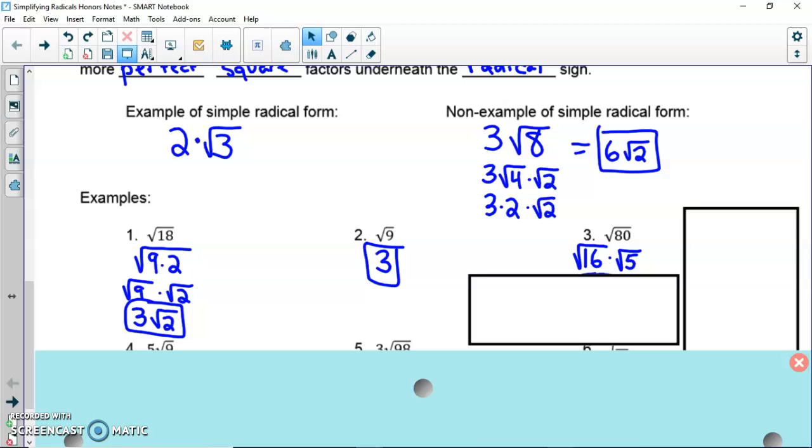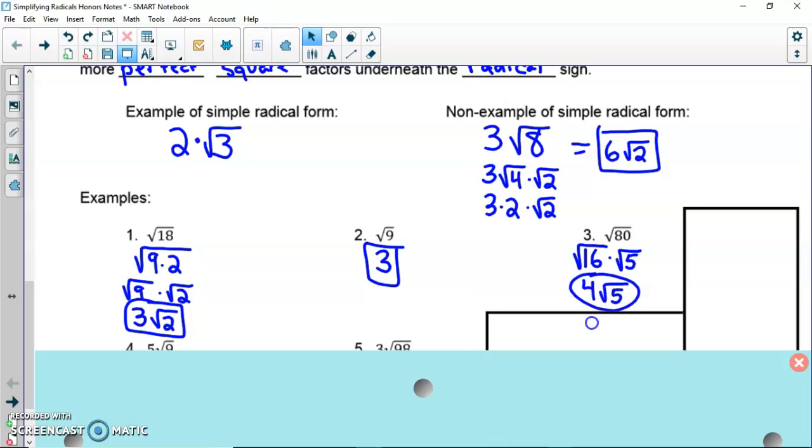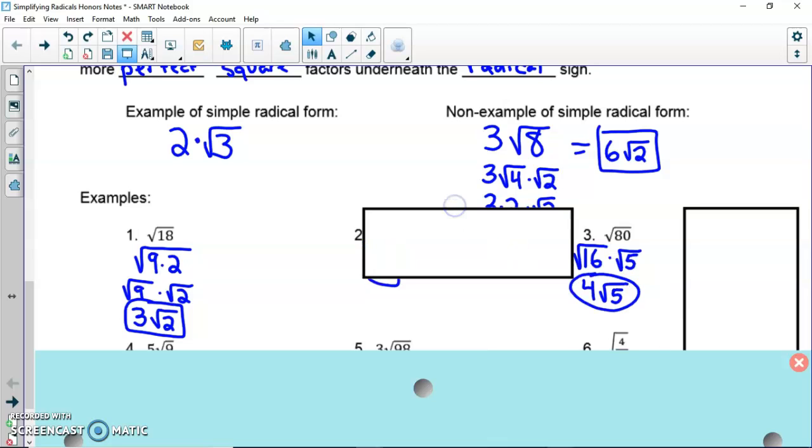So 16 times 5 is 80, so I can rewrite that as the square root of 16 times the square root of 5. Notice I skipped this middle step as I did in number 1. Once you feel comfortable enough, you can skip the step where you write it underneath one radical and just go right to two radicals that are being multiplied together. The square root of 16 is 4, and I have 4 times the square root of 5. And that is simple radical form as we discussed.